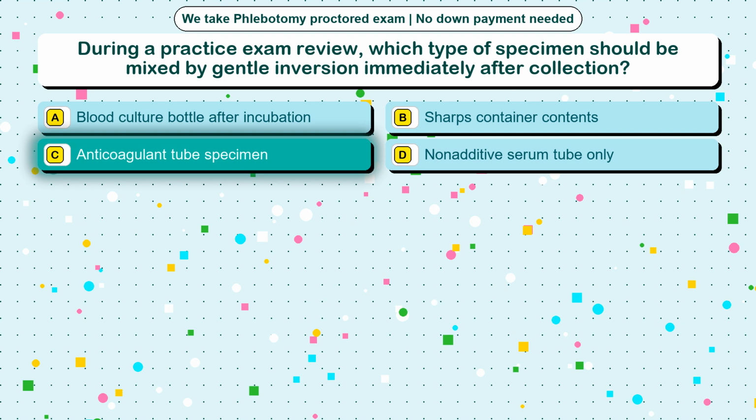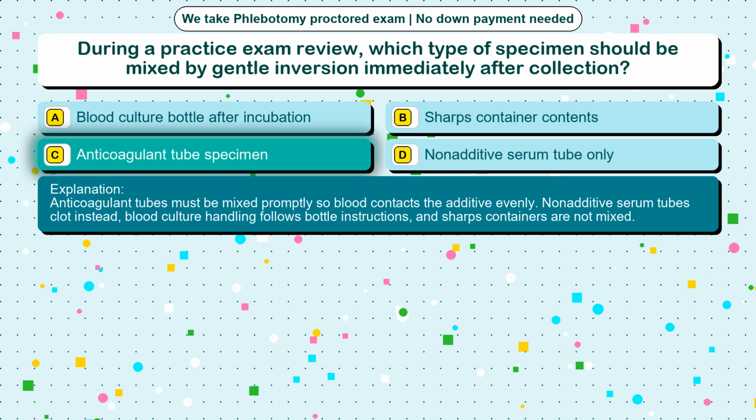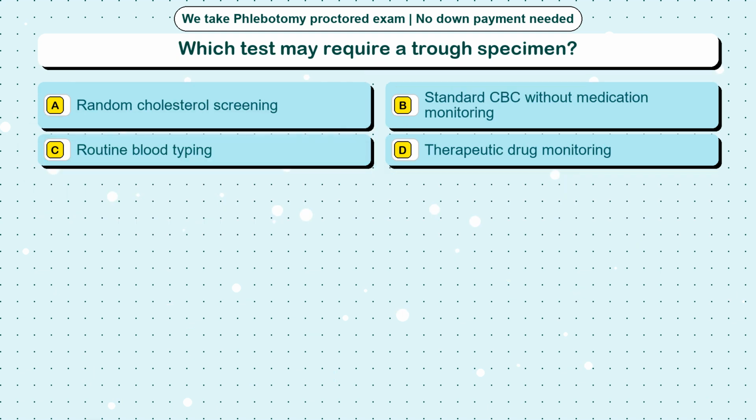The correct answer is option C. Anticoagulant tube specimen. Anticoagulant tubes must be mixed promptly so blood contacts the additive evenly. Non-additive serum tubes clot instead, blood culture handling follows bottle instructions, and sharps containers are not mixed. Question 16. Which test may require a trough specimen?